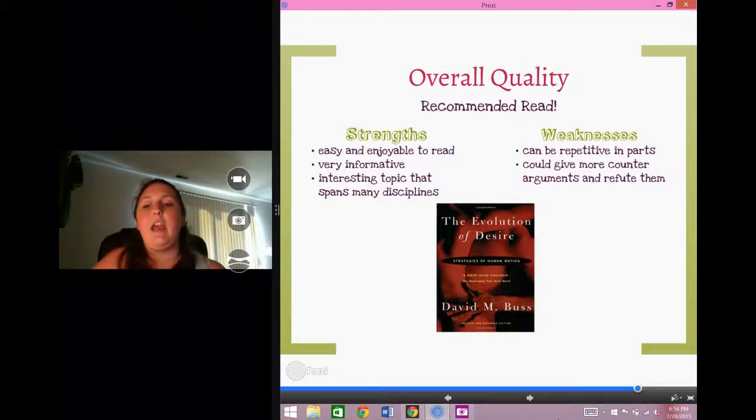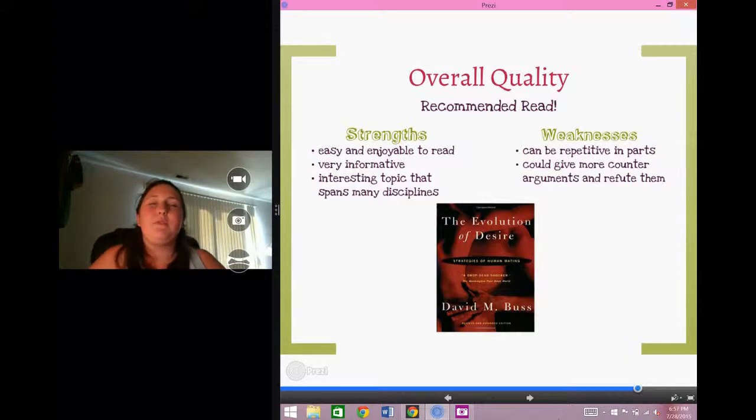It was really easy and enjoyable to read, and it gave a lot of scientific info in a way that is easy to understand. It's not just spewing different data results all over at you. It's written in a way that's easy to understand. It's also an interesting topic and really informative.